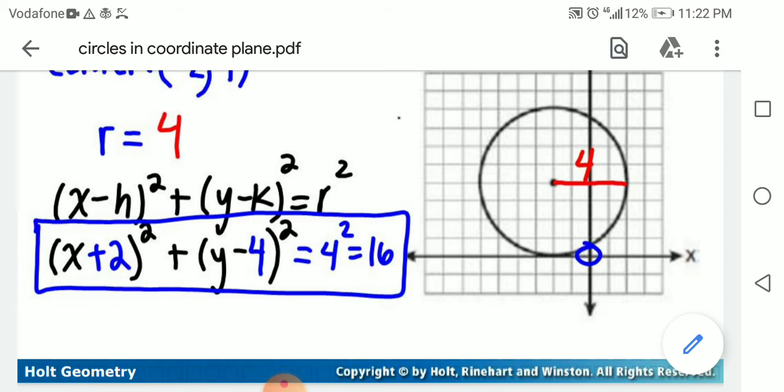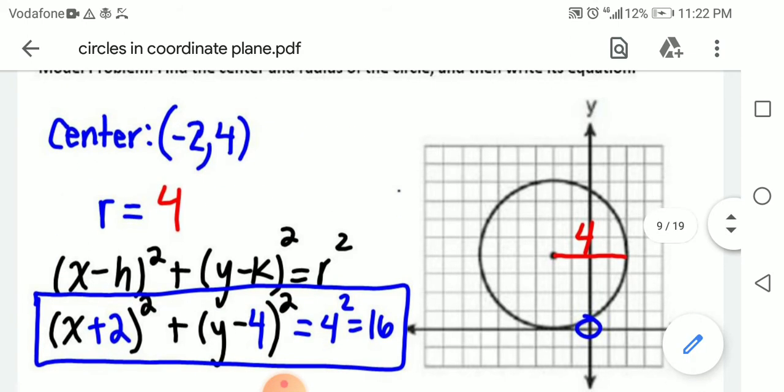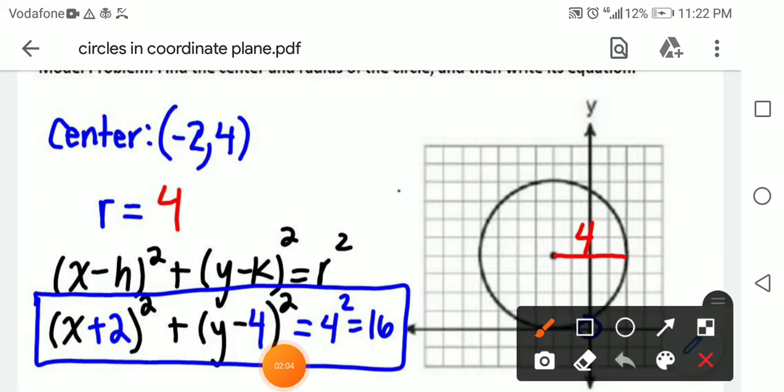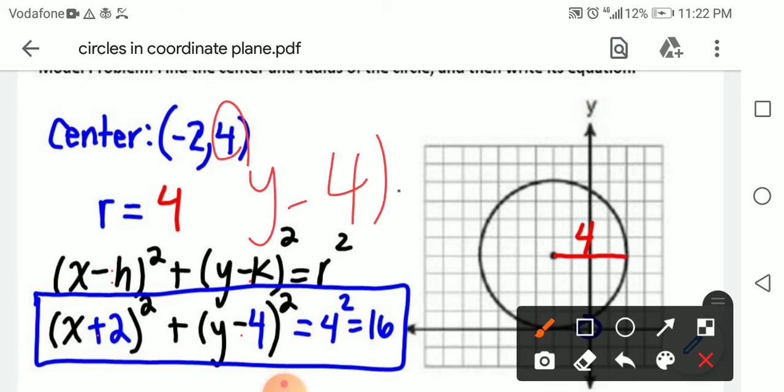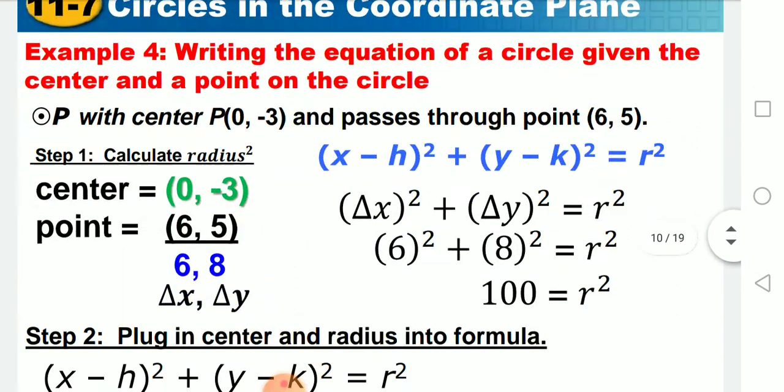Then it asks you to write the equation, and we know the equation: x minus h squared plus y minus k squared equals r squared. We got here h, which is negative 2. So negative and negative will give you positive, x plus 2. And we got here y minus 4 squared. And 4 squared is 16. Easy? I think it is.